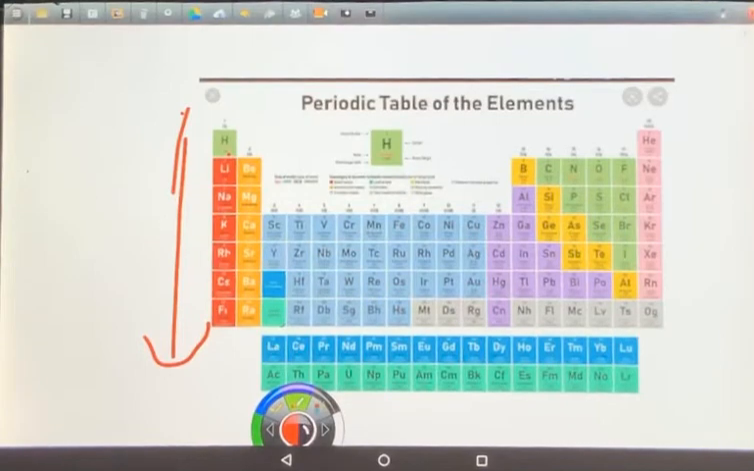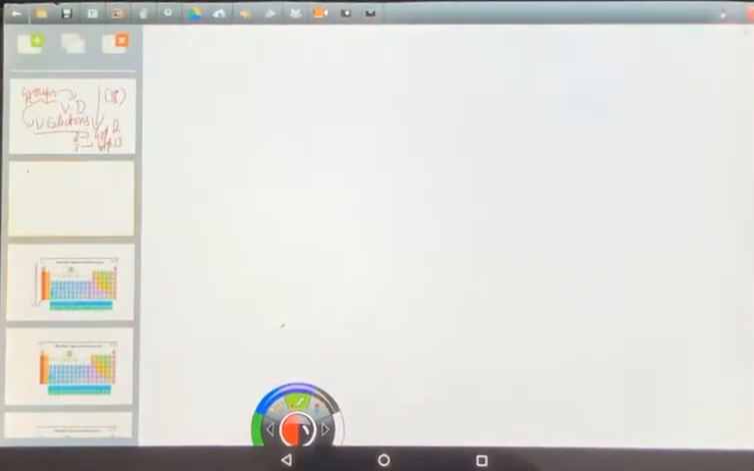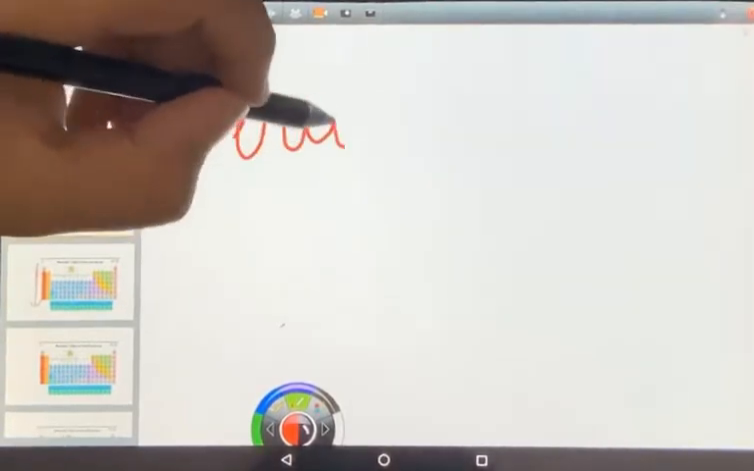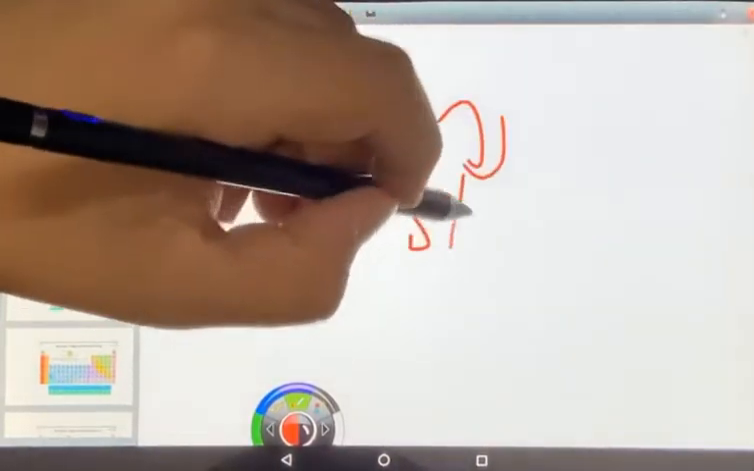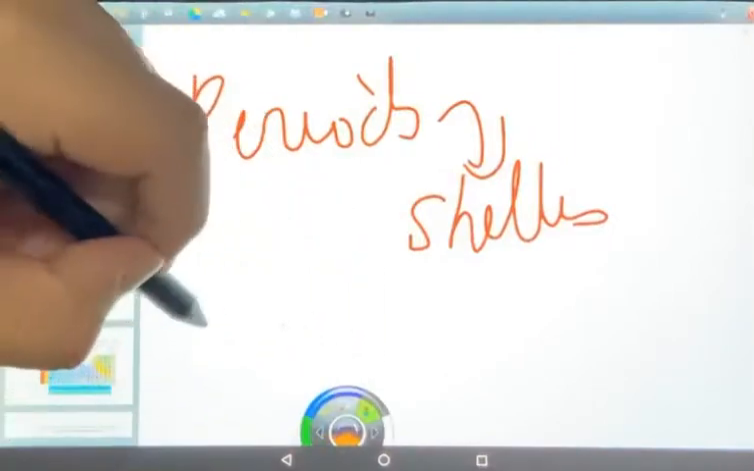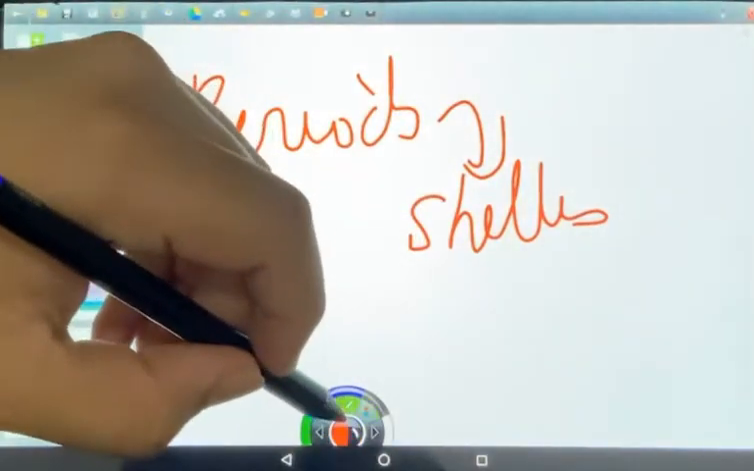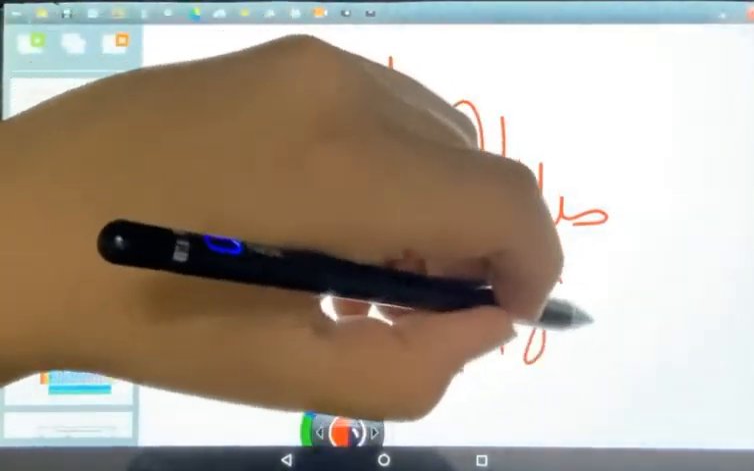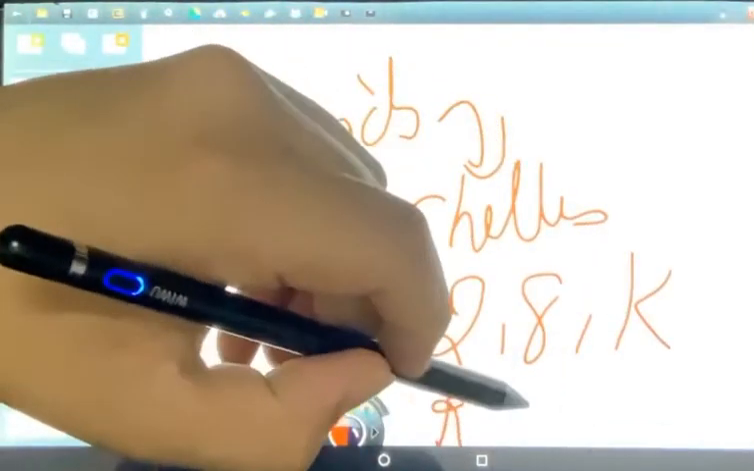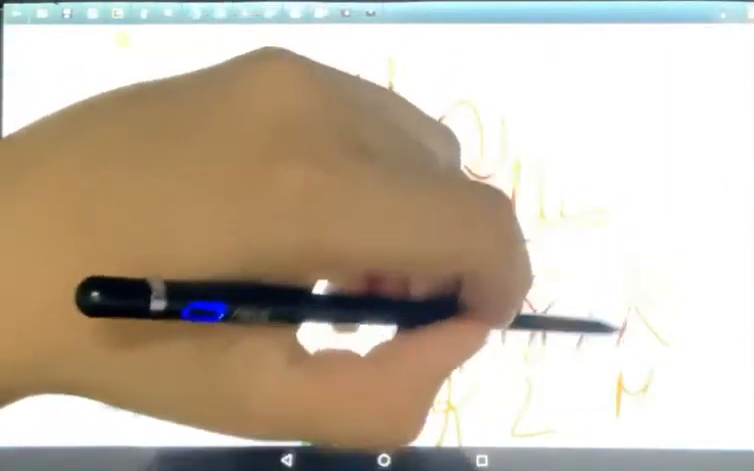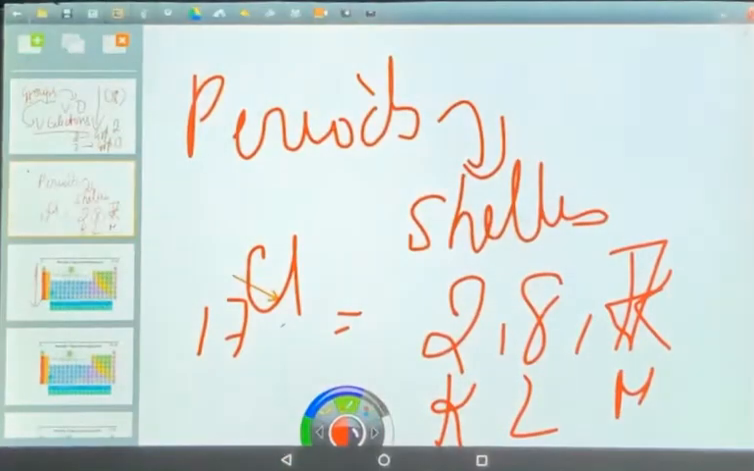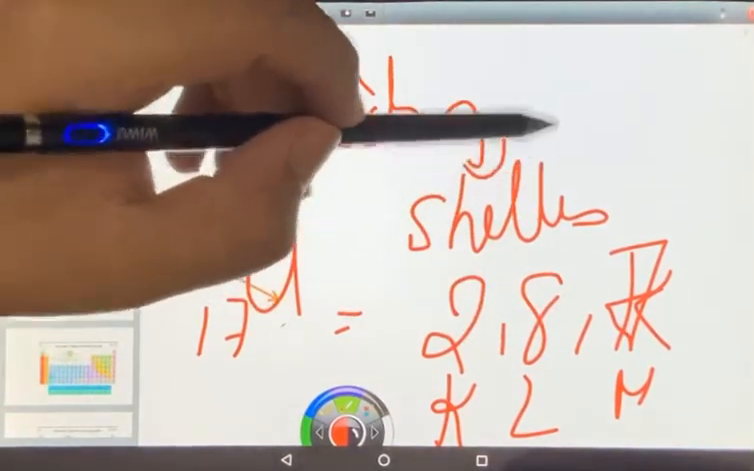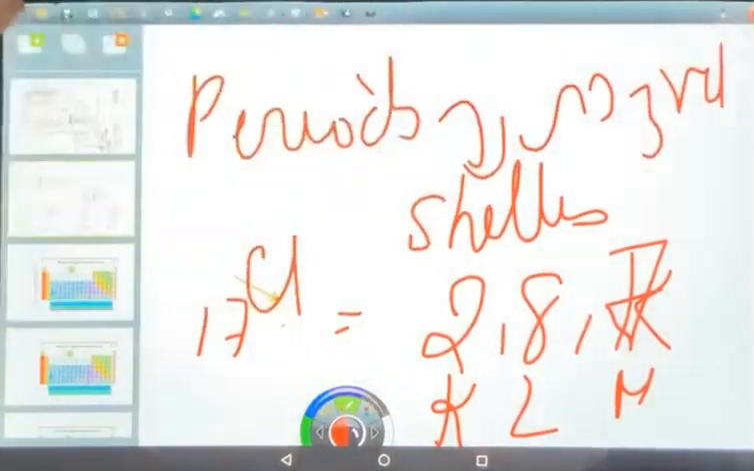And when I talk about periods, periods basically, like groups are counted by valence electrons, periods are counted by the number of shells. Suppose I have chlorine and I write its atomic configuration as 2, 8, 7. So it has 3 shells, the K shell, L shell and M shell. K shell, L shell and M shell are there in the chlorine. Okay, that means what is the period of chlorine? It is in the 3rd period, chlorine.